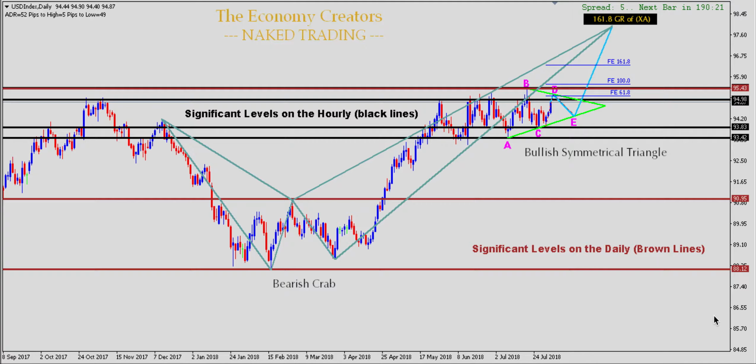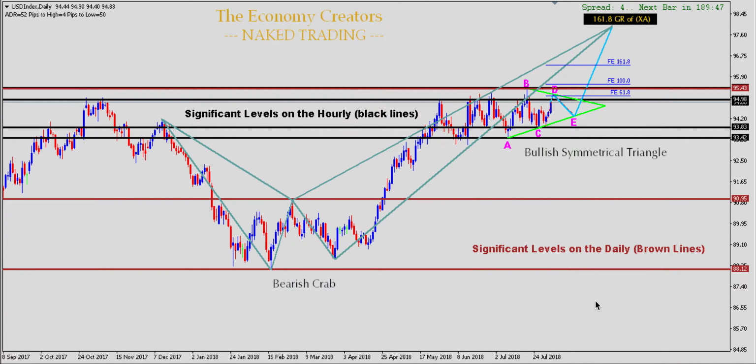So first off, let me break down what you are seeing. You're seeing a lot of horizontal lines. These lines represent significant levels per certain time frames, simply the daily and the hourly. As I spelled out, the significant levels on the hourly are in black lines, and the significant levels on the daily are in brown lines.